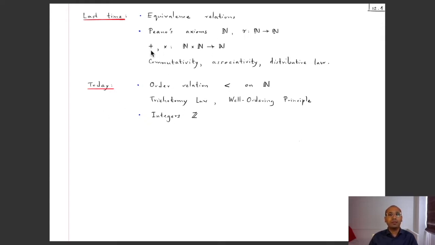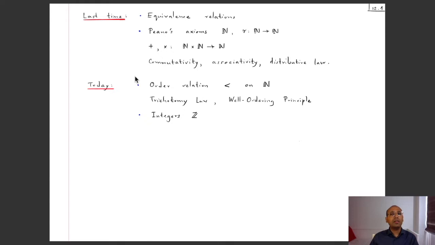And then we were able to give the definitions of addition and multiplication in the set of natural numbers, and we proved some properties such as commutativity and associativity of addition and multiplication. And in the exercises you will also see a proof of the distributive law, that multiplication distributes over addition.